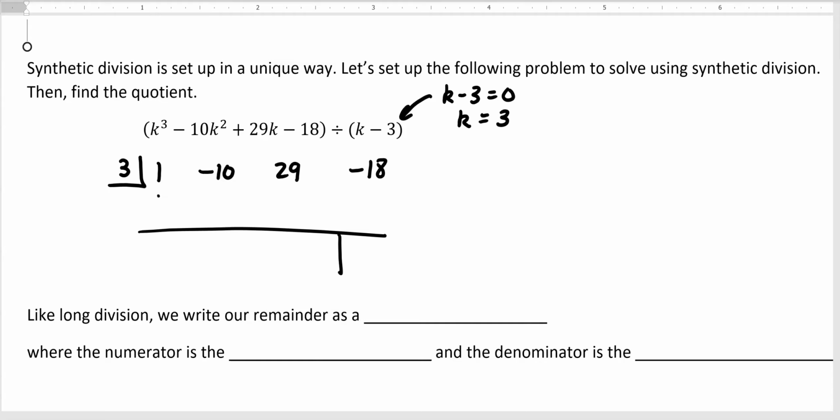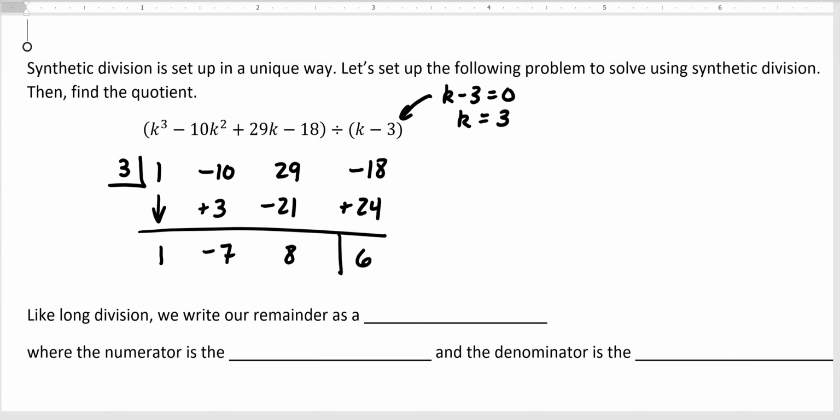So here's how it works. You drop the first number every time, 1. Then 3 times 1 is 3, so I'm going to add: negative 10 plus 3 is negative 7. 3 times negative 7 is negative 21, so 29 minus 21 is 8. 3 times 8 is 24. Negative 18 plus 24 is 6. And this is the coolest part.